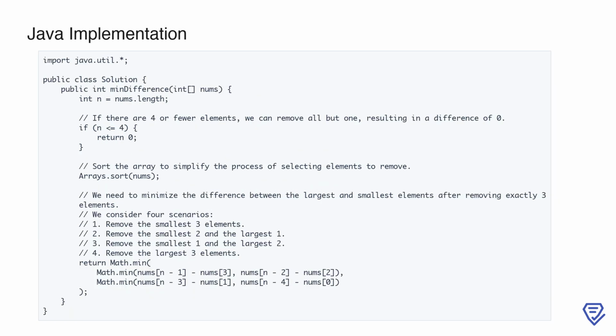This is the Java implementation of LeetCode problem number 1509. The logic mirrors the Python solution and involves sorting the array to simplify the process of determining the minimum difference when removing 3 elements. The main difference in Java is the use of explicit type declarations, the Arrays.sort method for sorting, and Math.min for computing the minimum across the 4 scenarios. The implementation ensures clarity and efficiency while adhering to Java conventions.